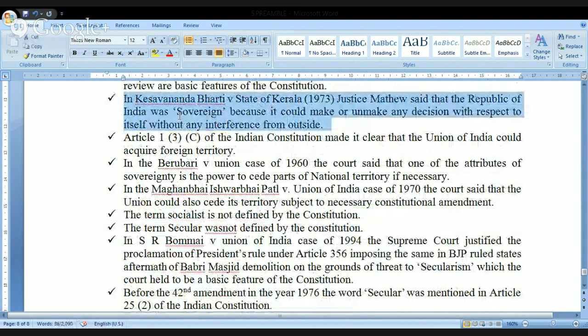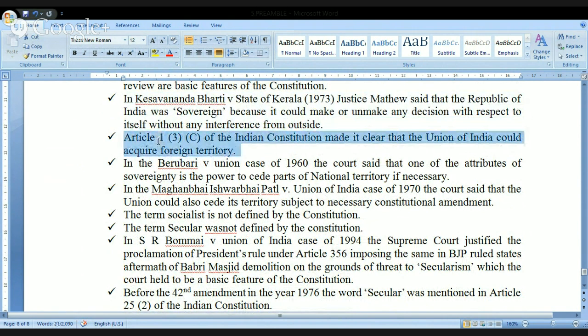In Keshavananda Bharati of 1973, Justice Mathew said that the Republic of India was sovereign because it could make or unmake any decision with respect to itself without any interference from outside. And Article 1, Clause 3, subclause C of the Constitution made it clear that the Union of India could acquire foreign territory. When I come to this topic, I'll have a detailed explanation. But India can acquire any foreign territory.